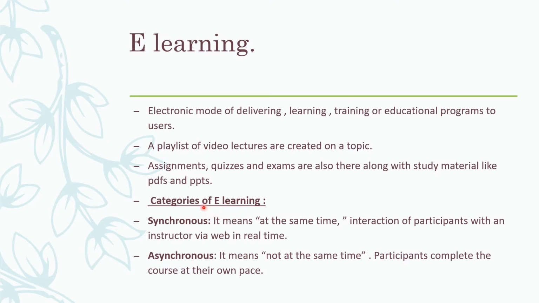For example, Google provides online courses, and then there are others as well. So categories of e-learning are synchronous. It means at the same time. So interaction of participants with an instructor via web in real time. So Google Hangouts is used in that case where people virtually log in and there is a virtual classroom. All of the students are there in the class. They are logged in via their personal computers or their mobile phones, so we can see their attendance. So all of them attend the lecture in real time.